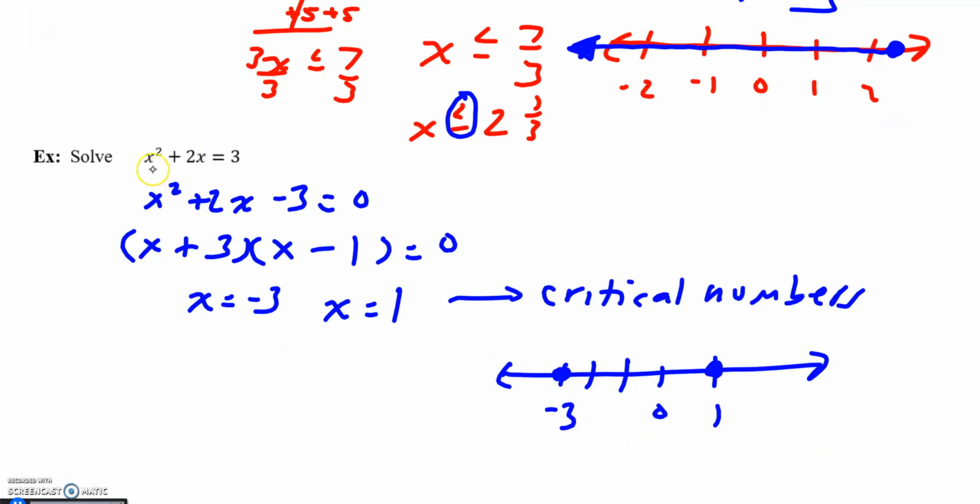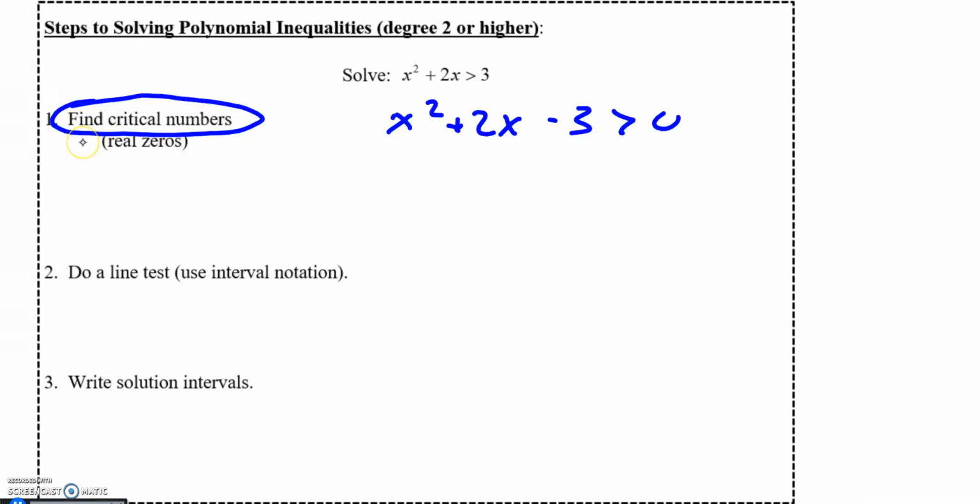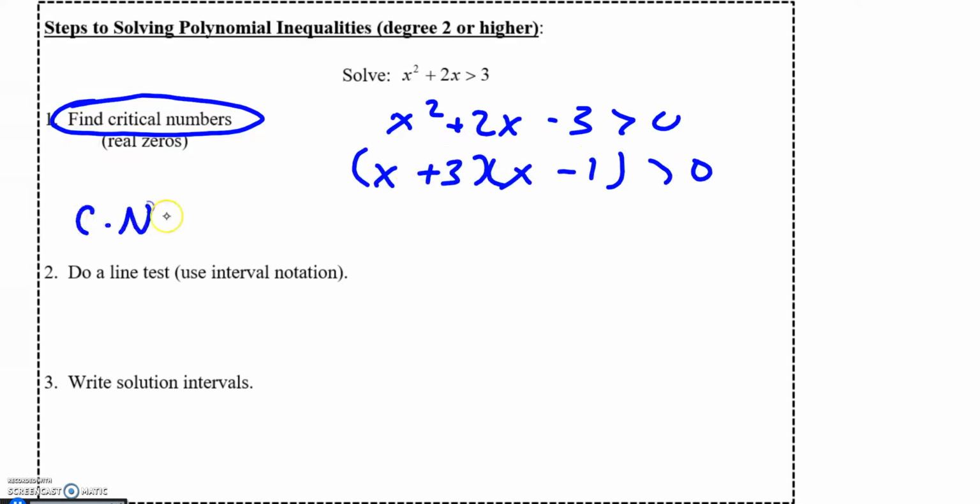Notice that I had an example of x squared plus 2x minus 3 equals 0. The next example is x squared plus 2x minus 3 is greater than 0. The only difference is that we're dealing with an inequality this time. So if I wanted to find my critical numbers, they would be the same as the previous example, because if I factored this, it would still be x plus 3, x minus 1. So my critical numbers are still -3 and 1.